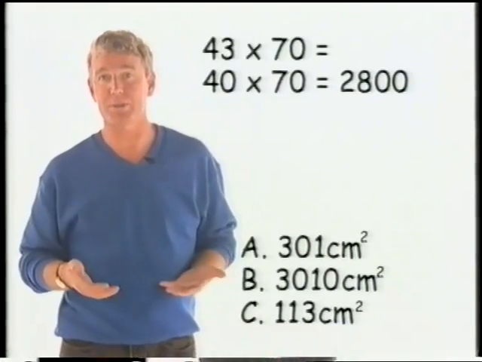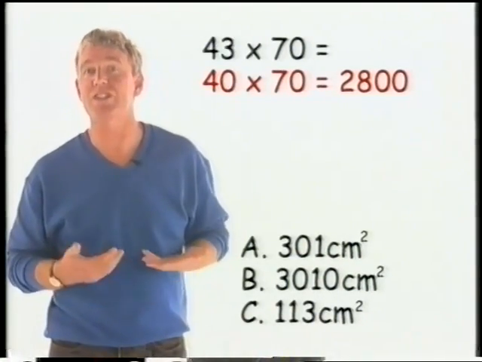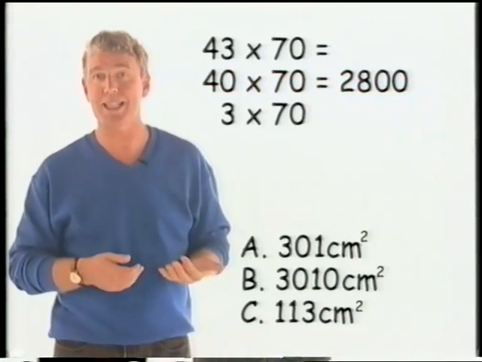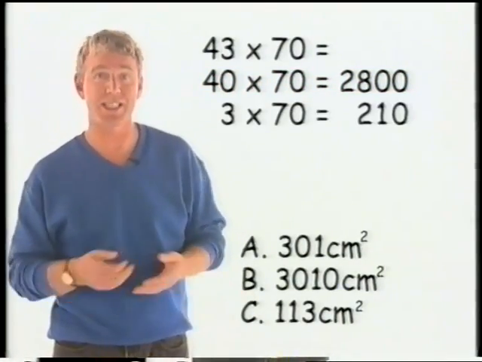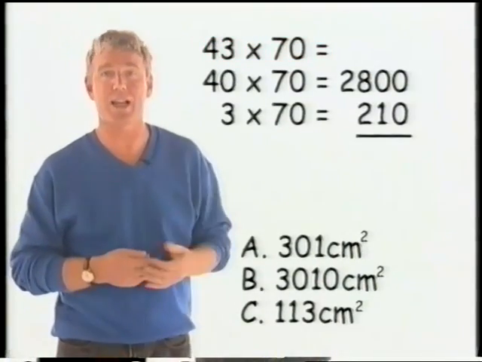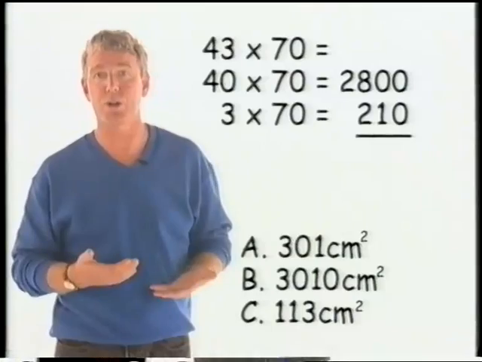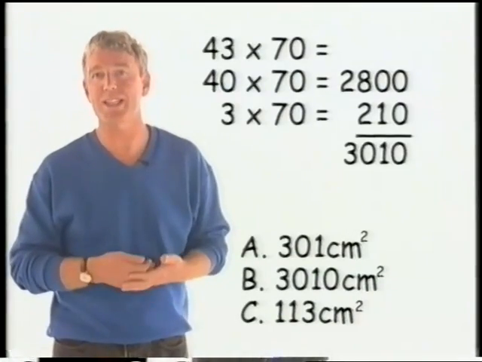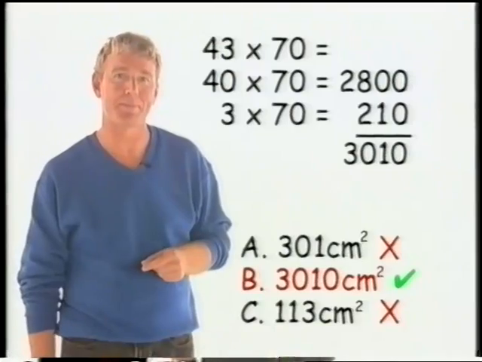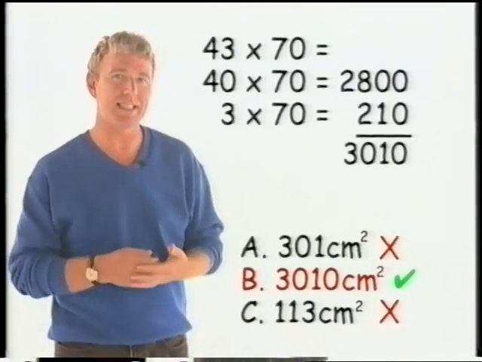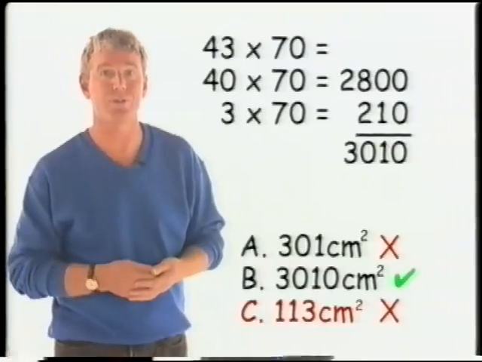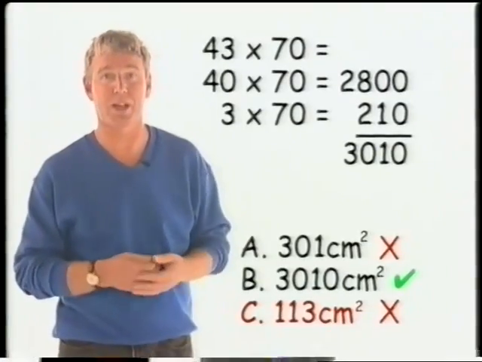We know from our estimate that 40 times 70 is 2,800. All we have to do now is multiply 3 times 70, which is 210. So 43 times 70 is 2,800 plus 210, which is 3,010 centimetres squared. Answer B. If you got 113 centimetres squared, answer C, you added 70 and 43 together instead of multiplying.